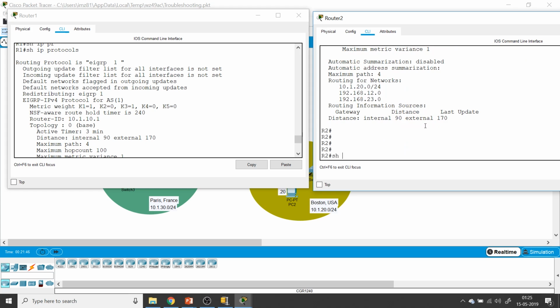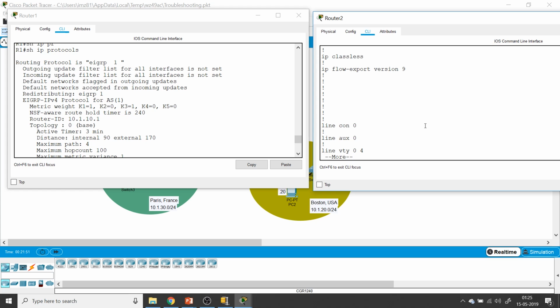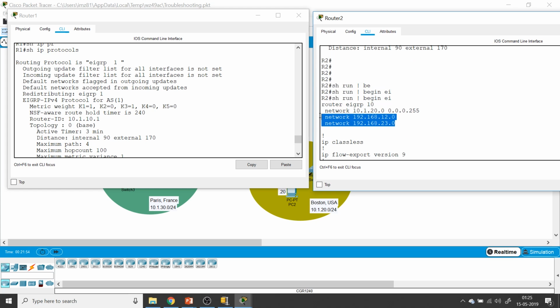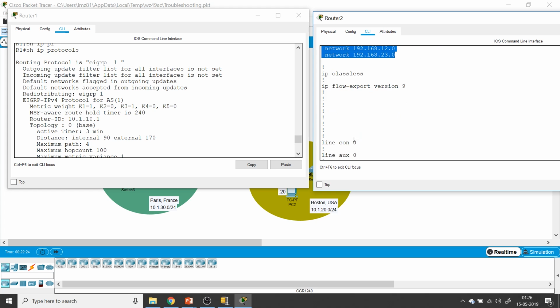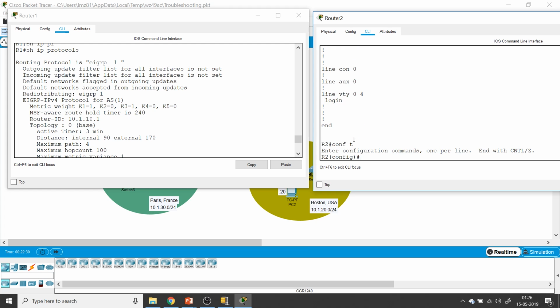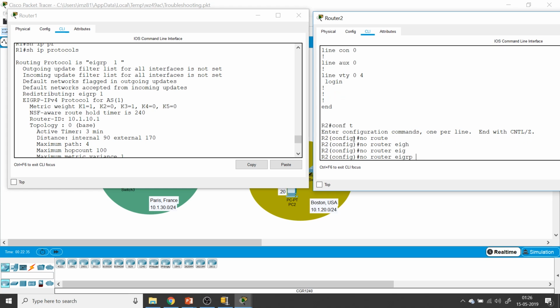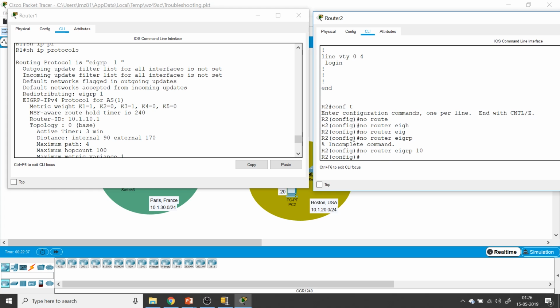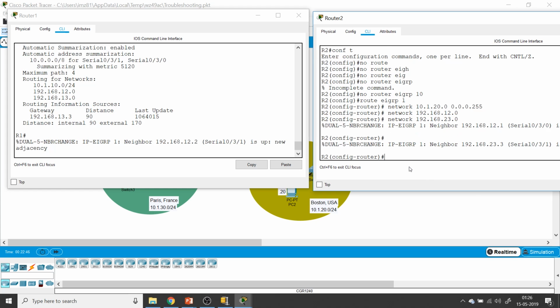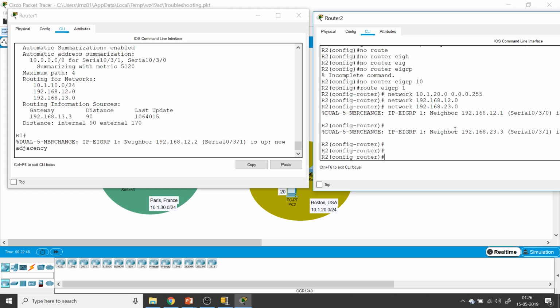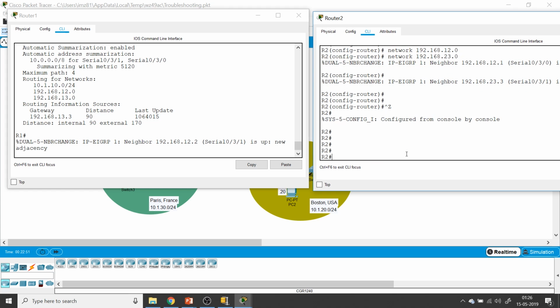So what do we do? Show run, begin EIGRP, and I'm going to copy these commands because the network command is the same. I will go into global config mode. So configure terminal, no router EIGRP 10, and I can say router EIGRP 1, and then I can paste these commands. Immediately the neighborship has come on, so I think that was the mistake.